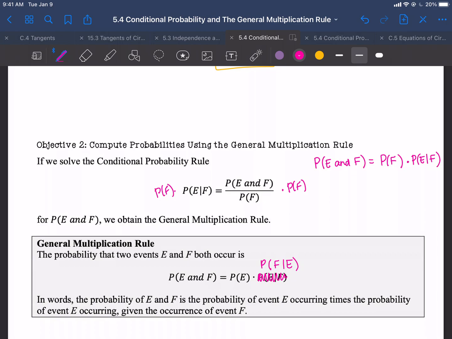Okay, same thing for what's right here. They just decided to write it using the probability of the first thing. Okay, so it just kind of depends on what you know. So the probability of E and F would be the probability of event E times the probability of F given E. If we were finding the probability of E and F, it would be probability of F times the probability of E given F. So just different notation. Okay?